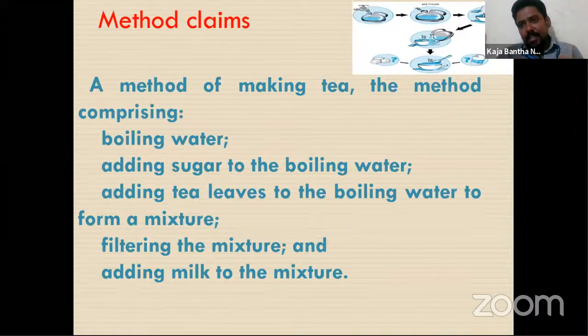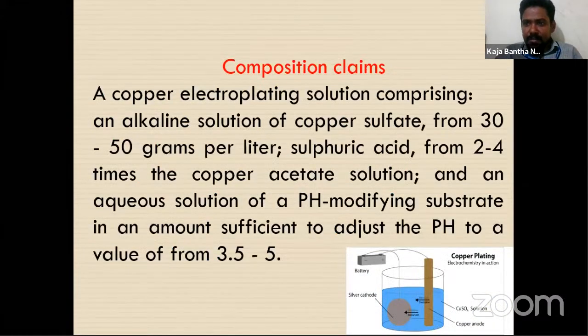Like this. So you are conveying to the patent office your objective and your claims. Yes, sir. This is my object. This is my product. This is my objective: my objective is making a tea. This is my method. You are telling, claiming. Yes, this is my invention. This is my claims. For example, this is a composition patent.